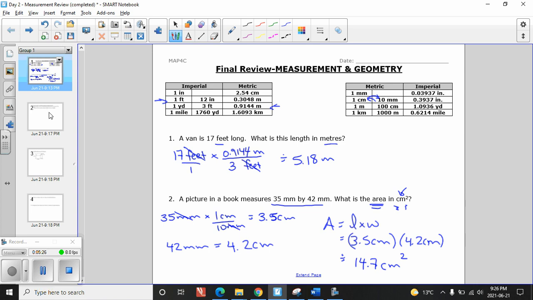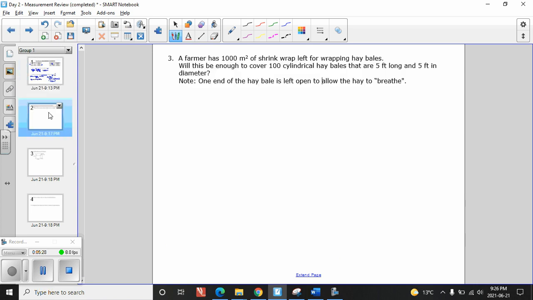All right, our next question is a three-dimensional one. So this one says a farmer has 1,000 meters squared of shrink wrap left for wrapping hay bales. Will this be enough to cover 100 cylindrical hay bales that are 5 feet long and 5 feet in diameter? Okay, so we have a number that we're going to compare to at the end, but we're just going to worry about these cylindrical hay bales first.